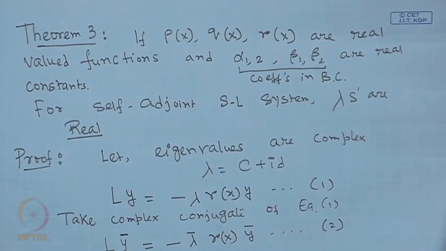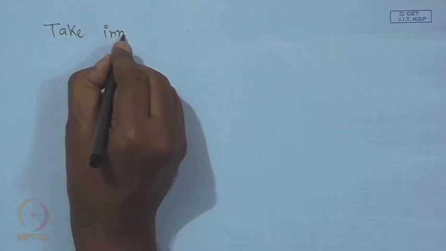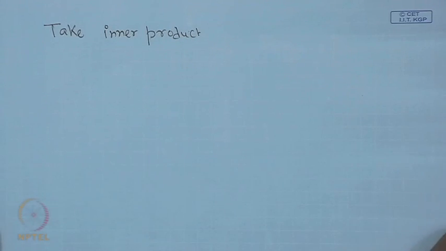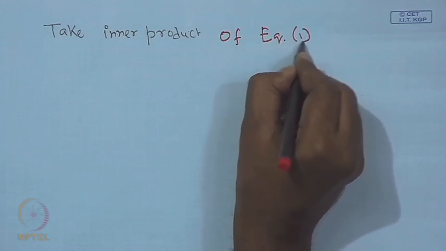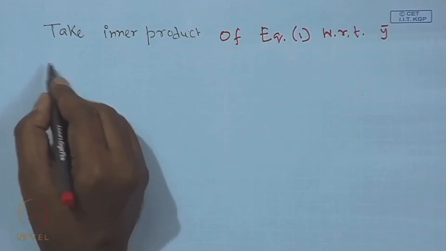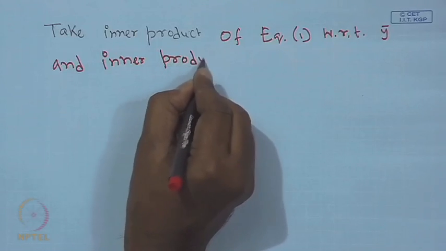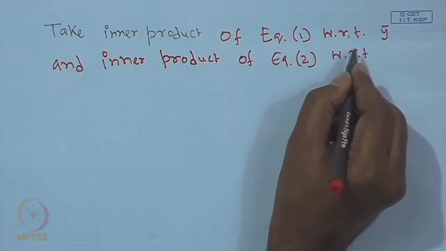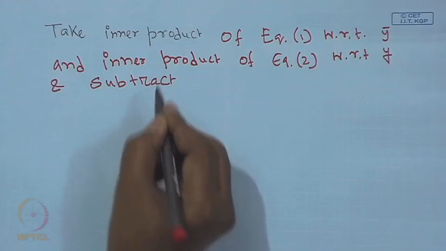Now, what will we do? We take the inner product of equation 1 with respect to y bar, and we take the inner product of equation 2 with respect to y, and subtract one from another. Let us see what we get.